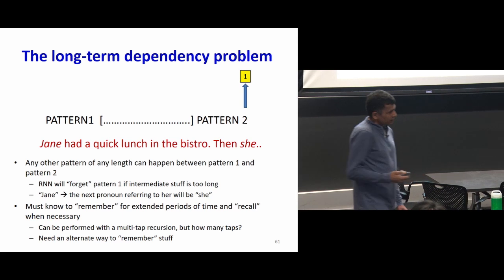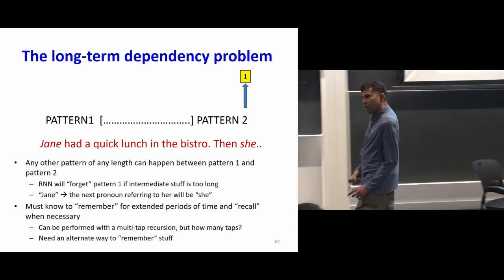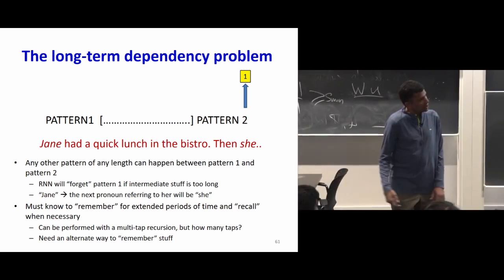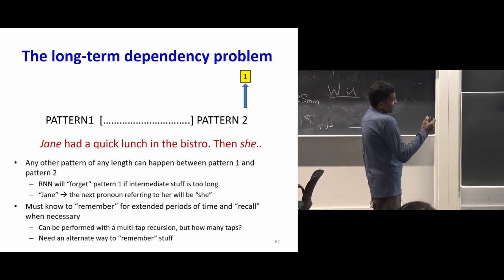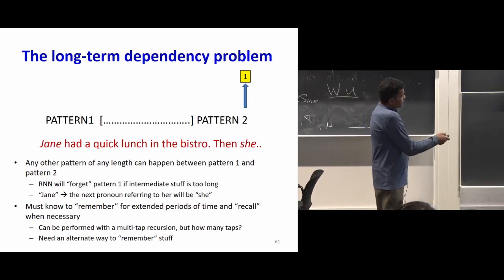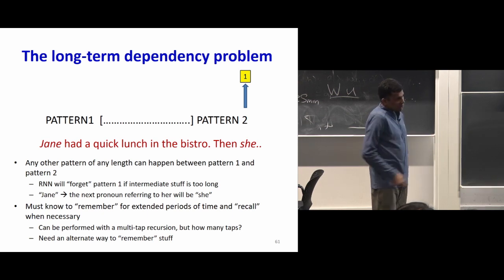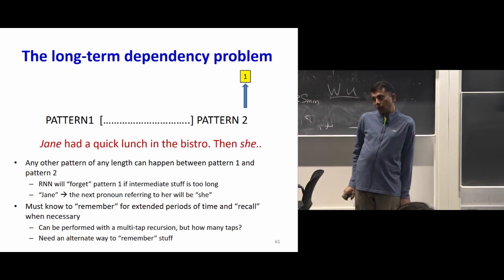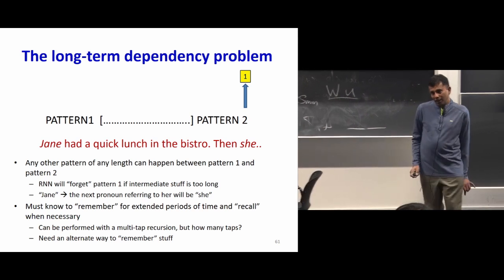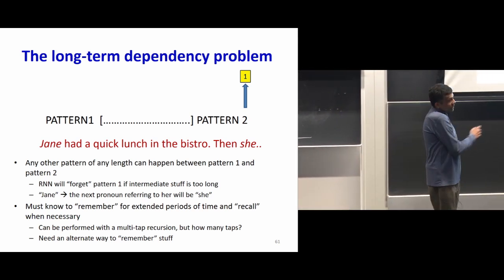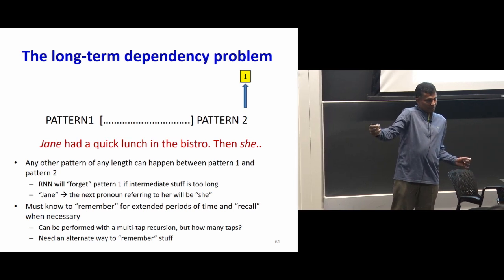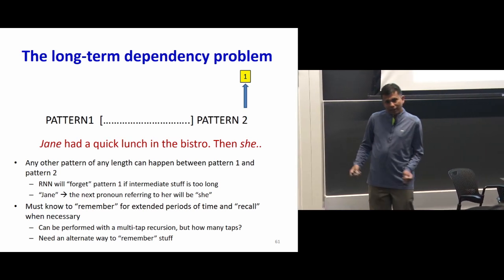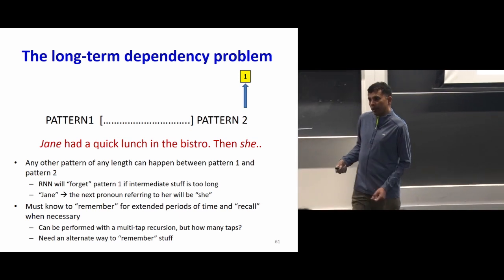Just as I said in the case of the program, if you're generating programs and you open a parenthesis, you want to close it. In the case of language, here's another example. Jane had a quick lunch in the bistro, then she. This word, she, depends all the way back on Jane out here. And you have no idea what else happens in between. And if this had been Tom, that would have been a he. So you have this very long-term dependence, right? And the length of the dependence cannot be predicted beforehand.